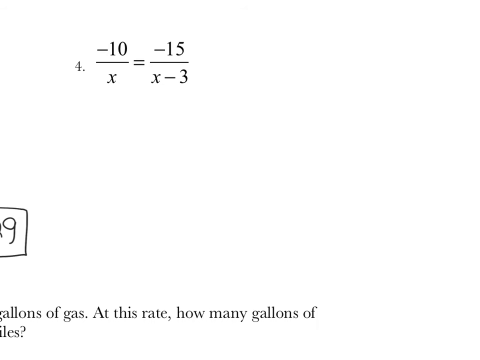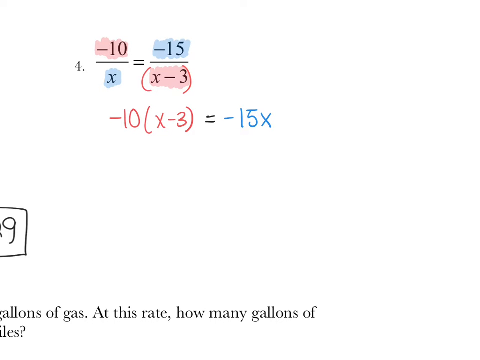In number 4, it's the same thing. We do have more than just a variable on one of the sides. So we're going to be taking this negative 10 and we're going to multiply it by x minus 3, but we're going to keep in mind that we're going to put that x minus 3 in parentheses. And then on the opposite side, we're going to be taking the x and we're going to multiply it by a negative 15. Okay? So if I write this out, I have negative 10 parentheses x minus 3 is equal to negative 15x, because negative 15 times x is just negative 15x. That's another way that you can write it.